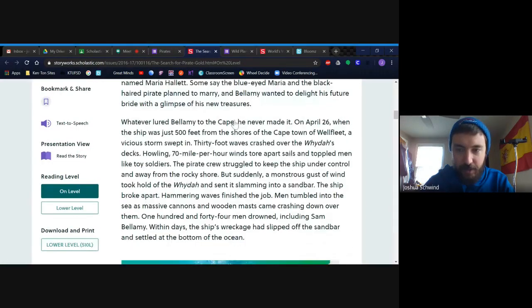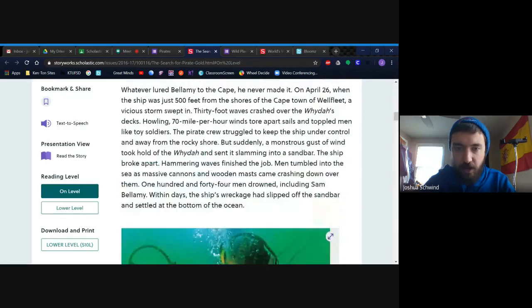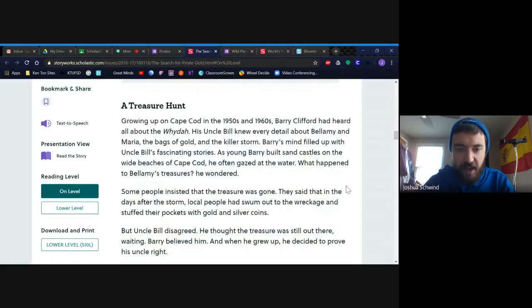Well, if we scroll down and look in the article, we see it tells us the story of the shipwreck. Within days, the ship's records had slipped off the sandbar and settled at the bottom of the ocean. So that's pretty far down.